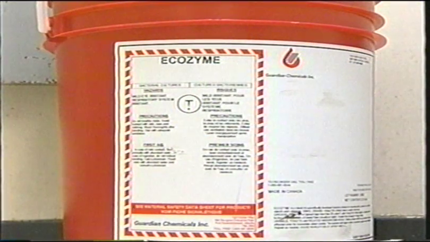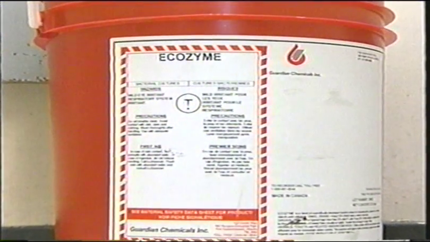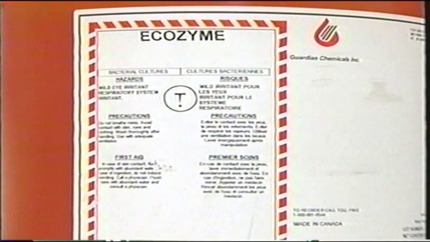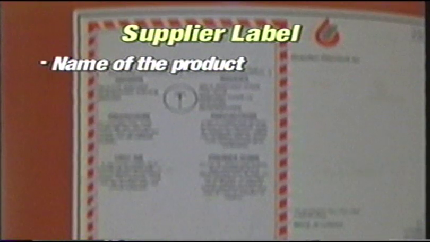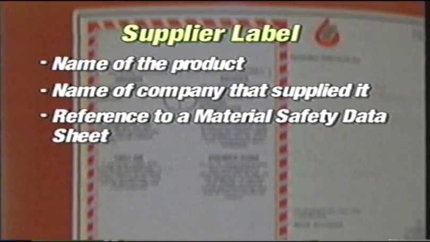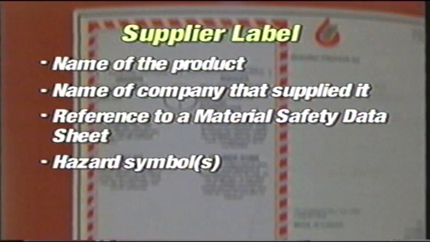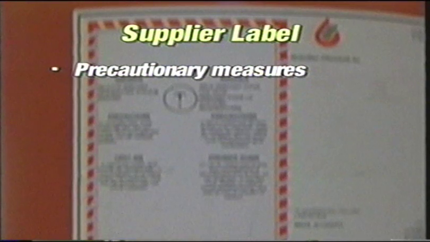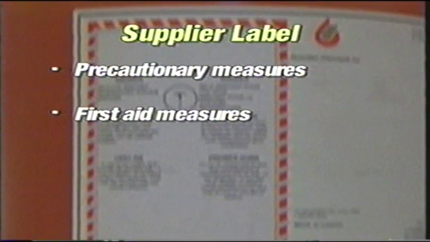The supplier label, an example of which you can see here, is on the product when it is received on site. It must contain the following information: the name of the product, the name of the company that supplied it, a reference to a material safety data sheet, the hazard symbol or symbols, the risk phrases, which are words that describe the main hazards of the product, the precautionary measures, which is how to work with the product safely, and the first aid measures, that is, what to do in an emergency.